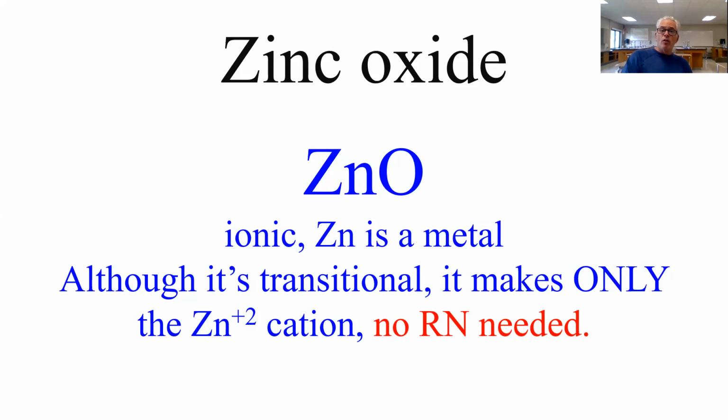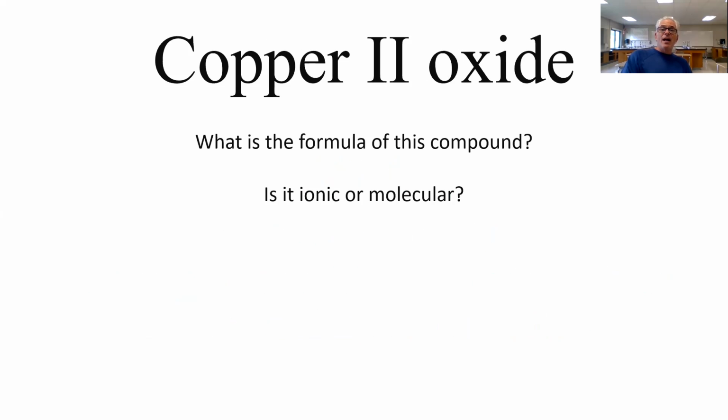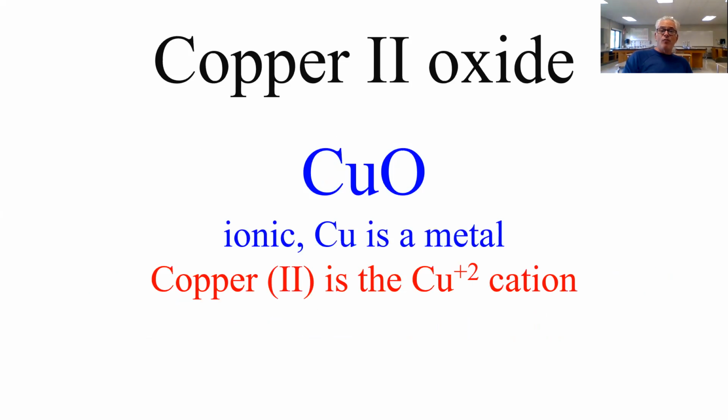No Roman numeral needed because it only makes a +2 ion. Copper, Roman numeral 2 oxide. I'm not going to look in the box. Element 29 is copper. Copper here has got a +2 ion. I remember oxygen by now, right? I hope you do too. Oxygen's -2. +2, -2 crisscrosses to 1 to 1. It's an ionic compound, and the formula is CuO.